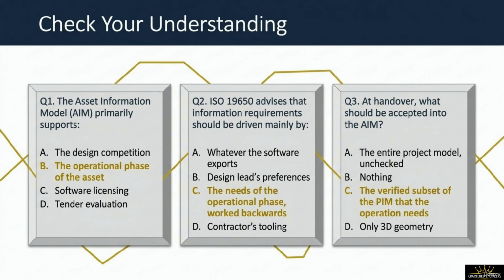Question 3. At handover, what should be accepted into the AIM? The choices are the entire project model unchecked, nothing, the verified subset of the PIM that the operation needs, or only 3D geometry. The correct answer is C, as we only pull forward the verified subset that supports operations. This completes our lesson.